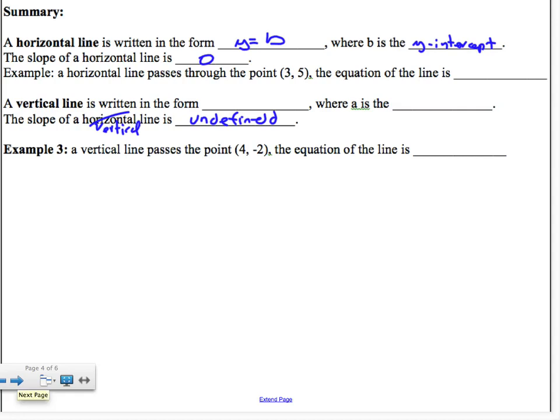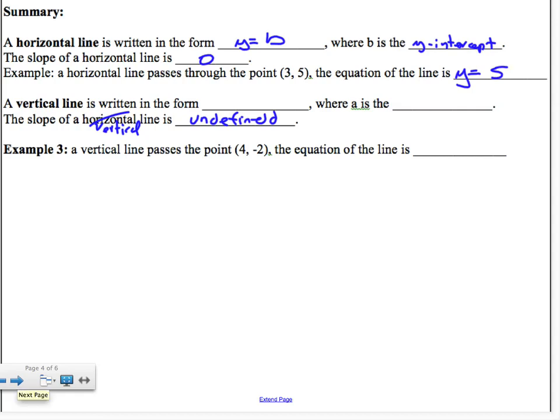So a horizontal line that passes through the point (3, 5). Are we given the y-intercept here? No, not at all. (3, 5) is not the y-intercept, because the y-intercept is when x is equal to 0. But here we know that the value of y is 5. In a horizontal line, y has the same value no matter what x is. So here it says y is equal to 5.